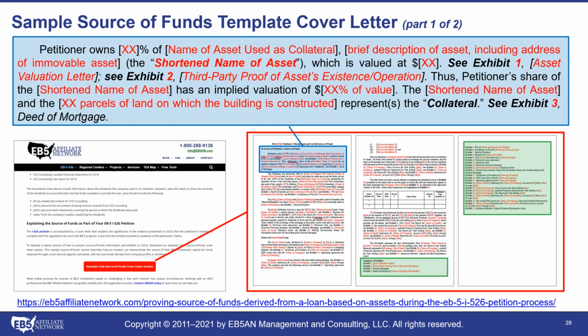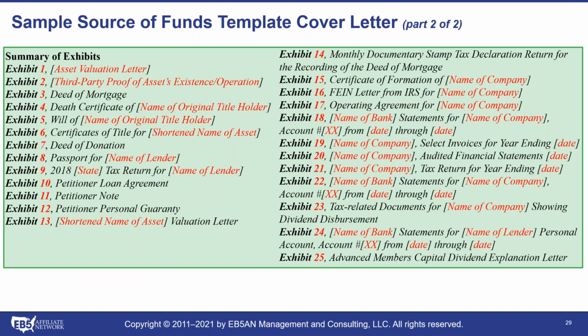This is a sample letter, along with, highlighted in green there, a list of all of the potential documents that the investor and the investor's immigration attorney may want to include to support the flow of funds and document how the money was earned by the lender and then how it was loaned and the value of the asset that it was loaned against. So this is just a general idea to give you a perspective on how many different types of documents are going to be needed.